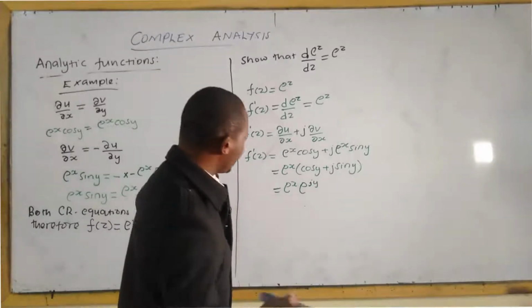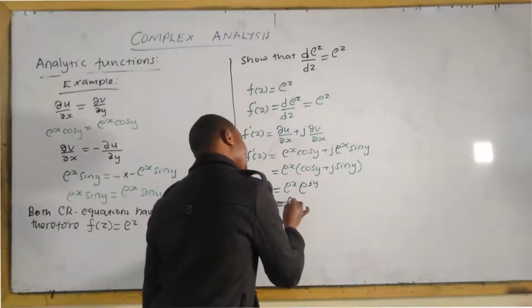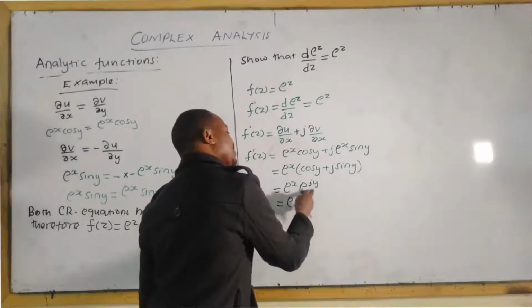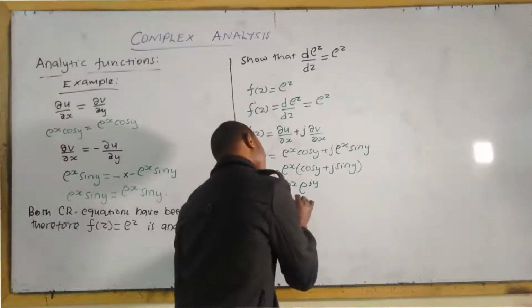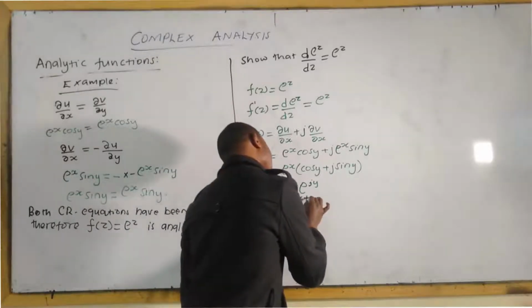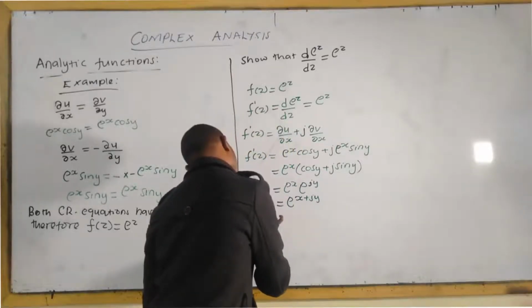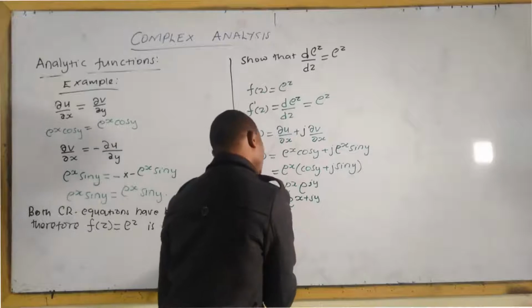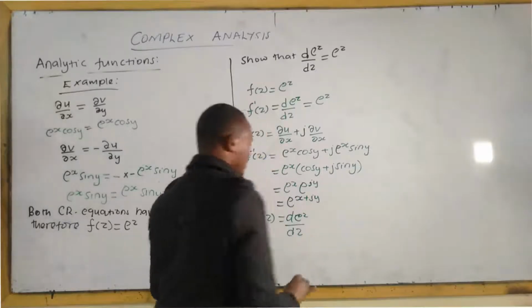Again, from your indices, exponential x times exponential jy, they have the same base. You can use the rules of indices and say it's exponential x plus jy. So finally you can say the first derivative of z, which is the partial derivative of exponential z with respect to z.